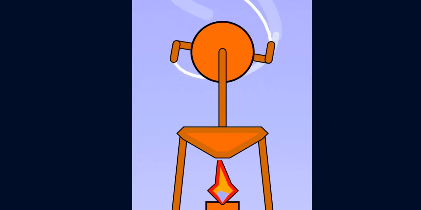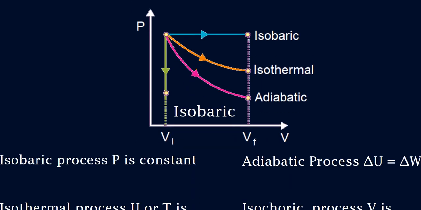Constant volume, called an isochoric process. When volume V is constant, delta W is equal to 0 because there is no work done against volume change. So the equation simplifies to delta Q is equal to delta U. Constant pressure process, called an isobaric process. In this case, delta W is equal to P into delta V, where P is constant pressure and delta V is the change in the volume.